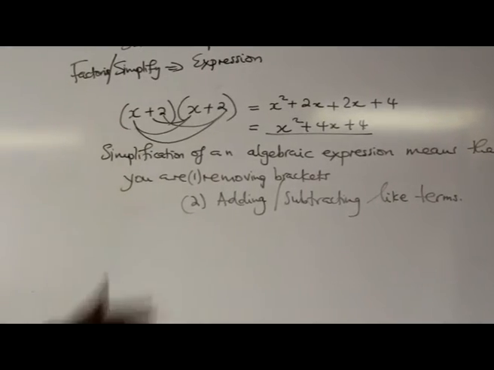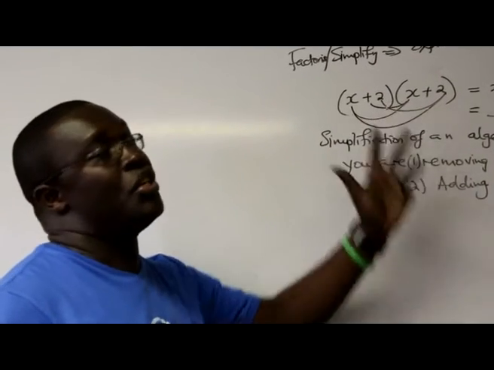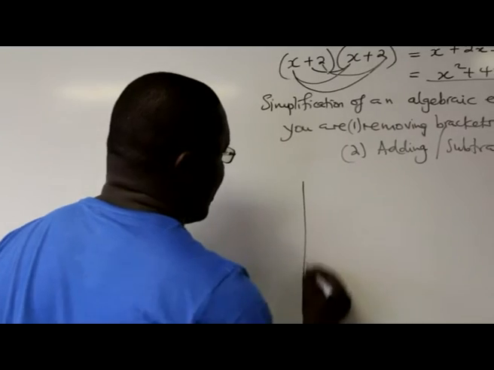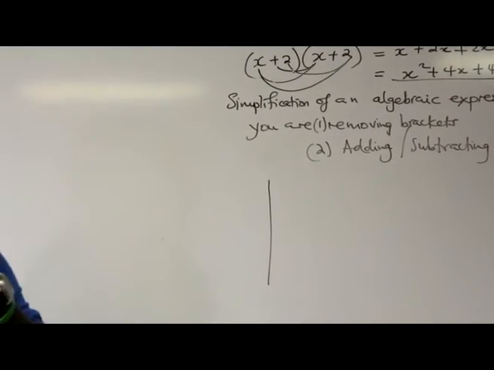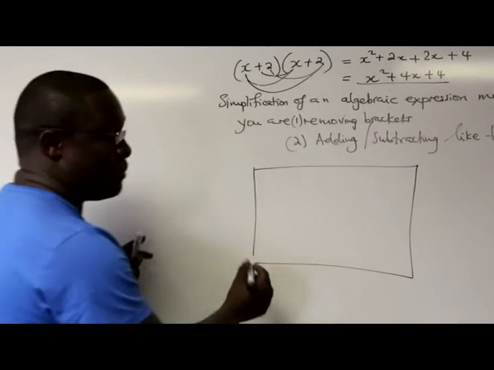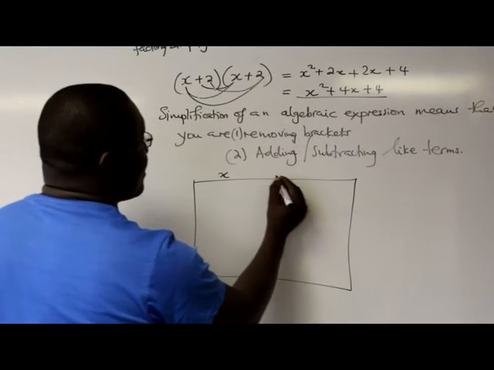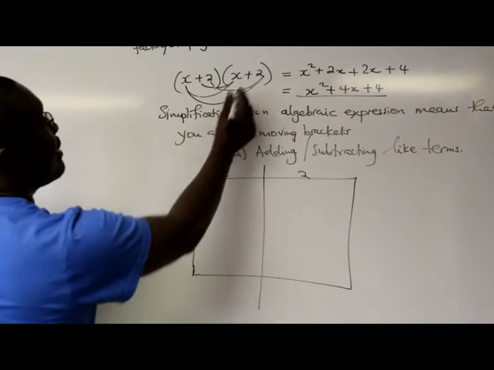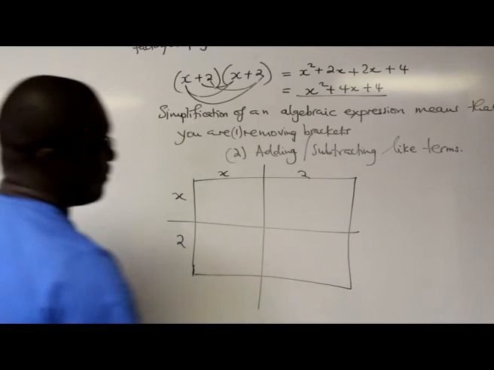Now, I want to try this simplification using the Chinese method, because this is multiplication. I'm going to use the Chinese method of multiplication, which is very pictorial, and maybe some of you might actually like it. So this is x plus 2, like that, and then the other side is x plus 2, like that.